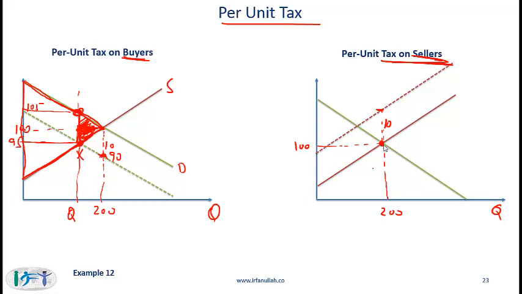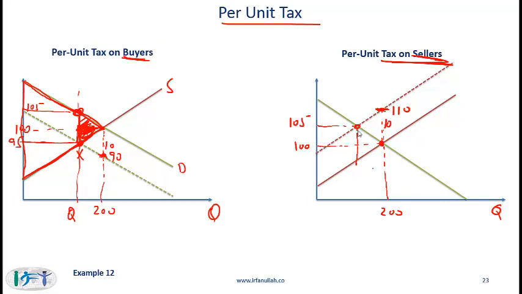This point does not represent an equilibrium, so we need to come down here. This now is the new equilibrium. The original point over here is 110. The price will be less than 110. Say this point over here is 105. That is how much the consumer will need to pay, and the seller will get 105 minus 10, which is 95.